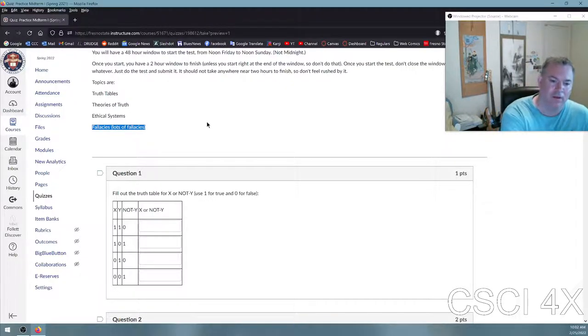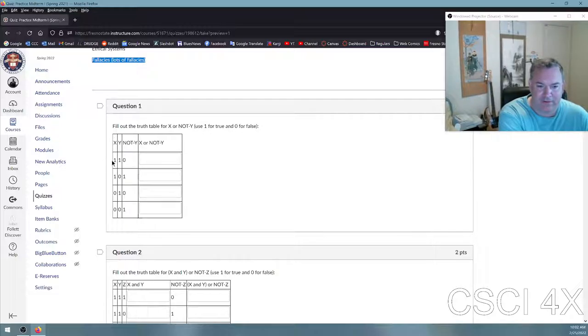Okay. So when you do a truth table, basically you start by going through every combination of true and false for the inputs. In this case, the inputs are X and Y, and we're trying to compute the truth of X ORed with not Y.